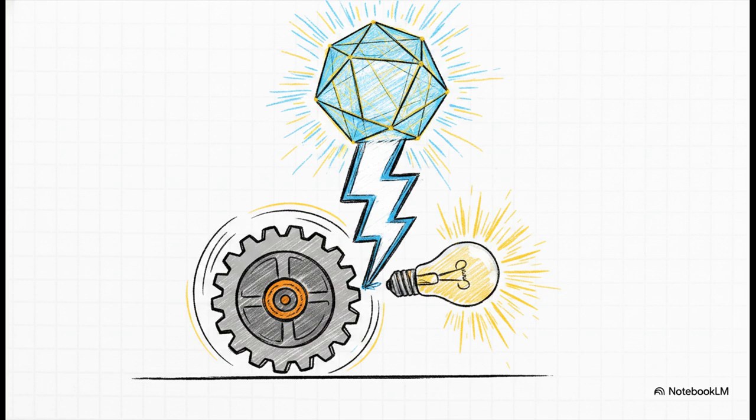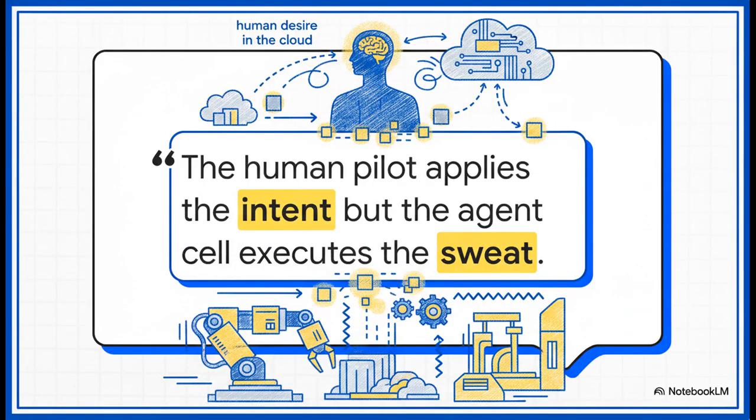It is absolutely wild when you trace it all the way down like this. As the documents put it, the human pilot applies the intent, but the agent cell executes the sweat. That semiotic bridge, the one spanning the massive chaotic gap between our human desires up in the cloud and strict, deterministic machine execution, is officially and safely wide open.